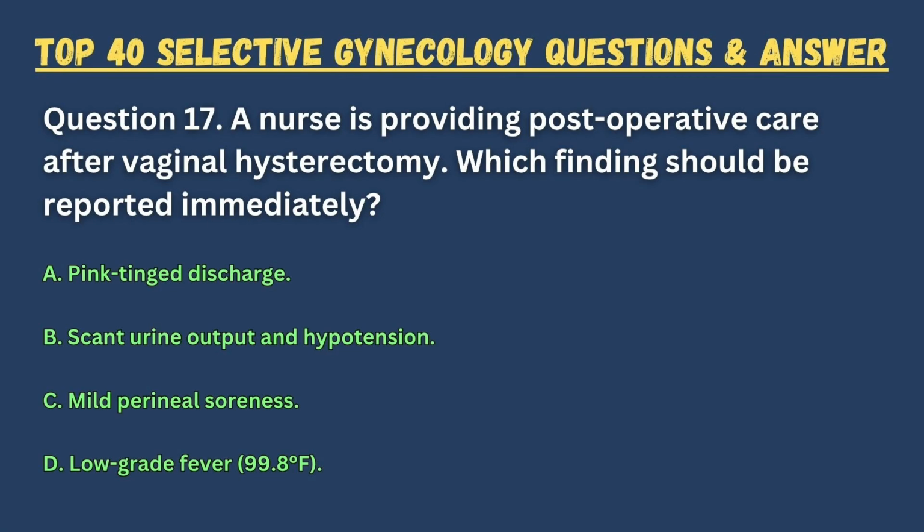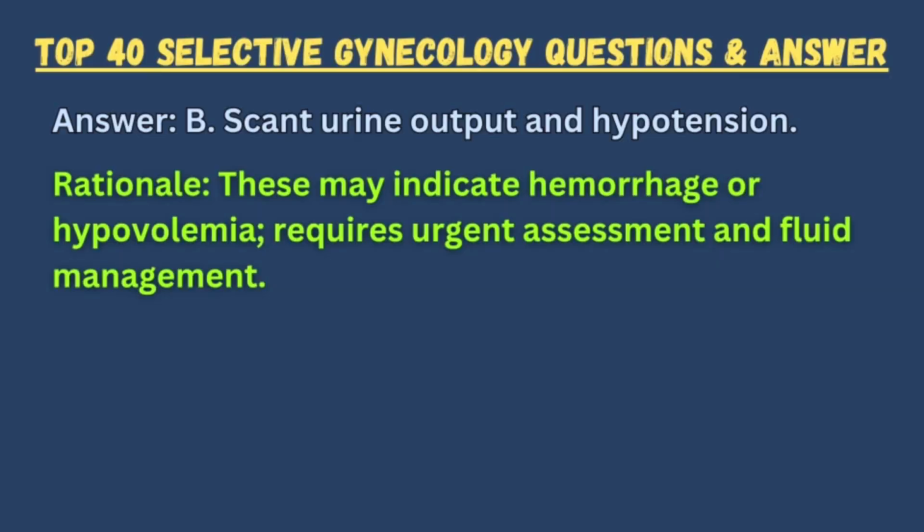Question 17. A nurse is providing post-operative care after vaginal hysterectomy. Which findings should be reported immediately? A. Pink-tinged discharge. B. Scant urine output and hypotension. C. Mild perineal soreness. D. Low-grade fever, 99.8 degrees Fahrenheit. Answer: B. Scant urine output and hypotension. Rationale: These may indicate hemorrhage or hypovolemia. Requires urgent assessment and fluid management.